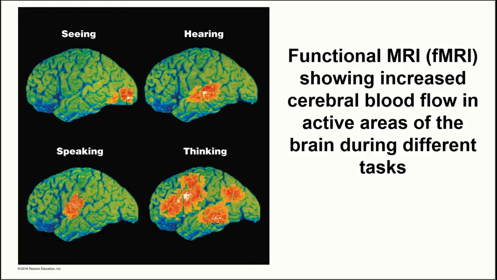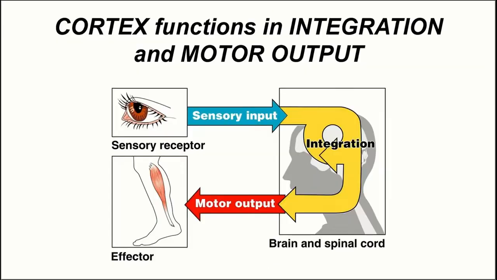And we also see that other functional areas are active during tasks as well. And so what this is showing overall is that different regions of the brain are involved in different tasks. So the whole brain isn't just a mix of tasks. There are very specific areas that handle very specific tasks and functions. So overall, we see that the cerebral cortex functions in both the integration and motor output functions of the nervous system.